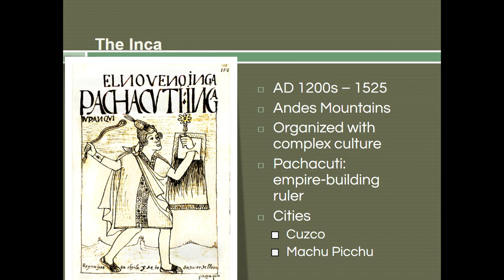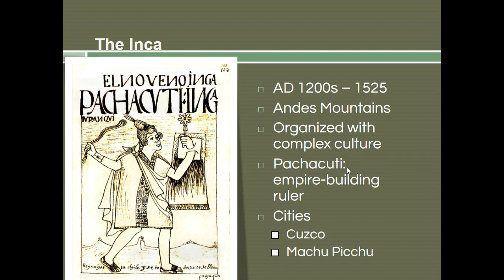So by 1500, the empire actually stretched over 2,500 miles along the coast. And so when I say organized with complex culture, they had actually broken up their empire into provinces, overall 80 provinces, which included like 16 million people. So a large population, a large empire, and that's well organized. So similar to what we looked at in Unit 2, when several of these large empires were breaking up their empires into provinces to easily rule them, that's the same kind of system that the Inca used as well.